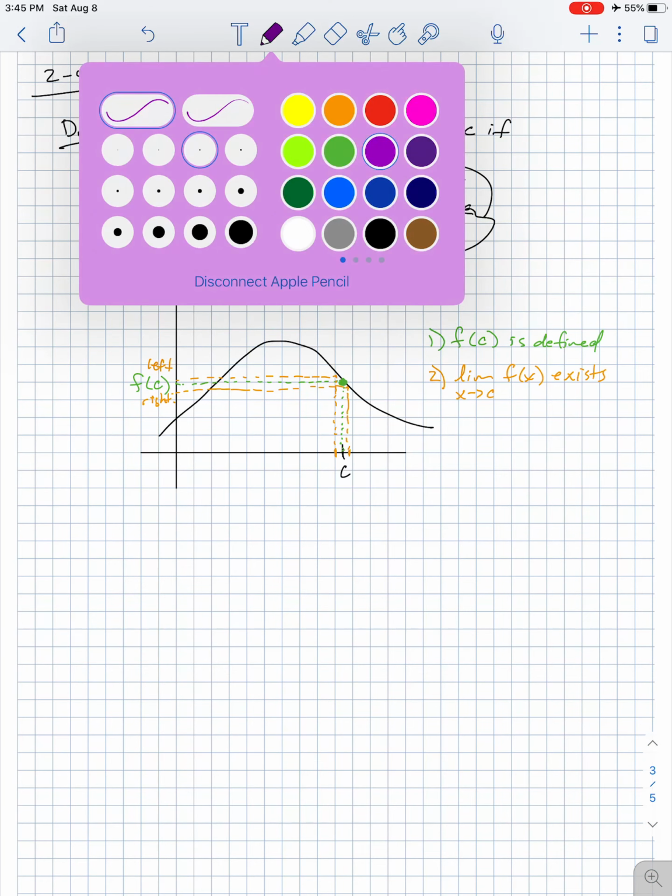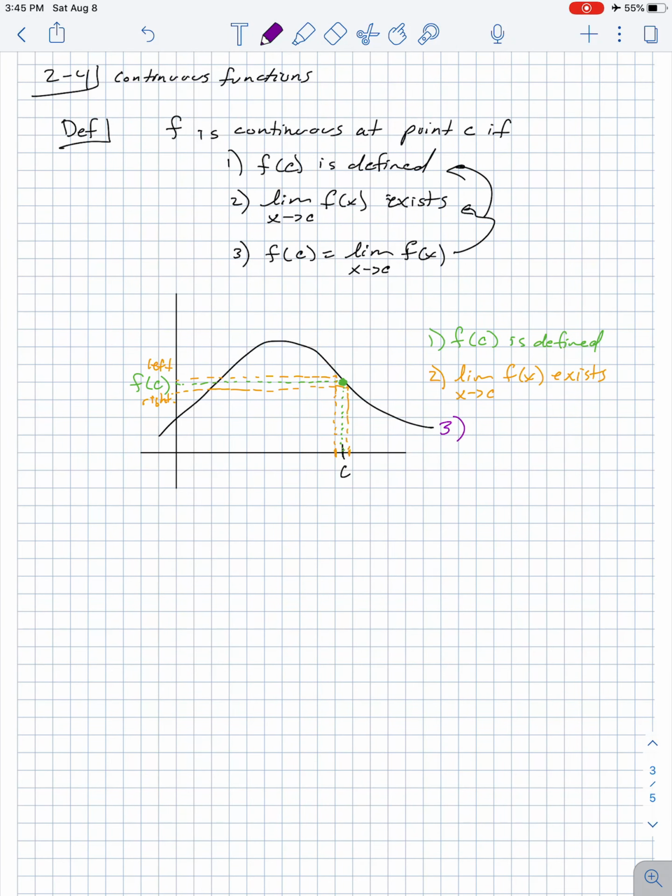And then the third step is, are they the same? Does this equal this? Well, let's look. Here's f of C, and here's the right and left limits coming into the same value. So that means that they are equal. So f of C equals the limit. And because all 3 of these qualifications are met, we can say that f is continuous at that point C. Okay, so that's the idea.